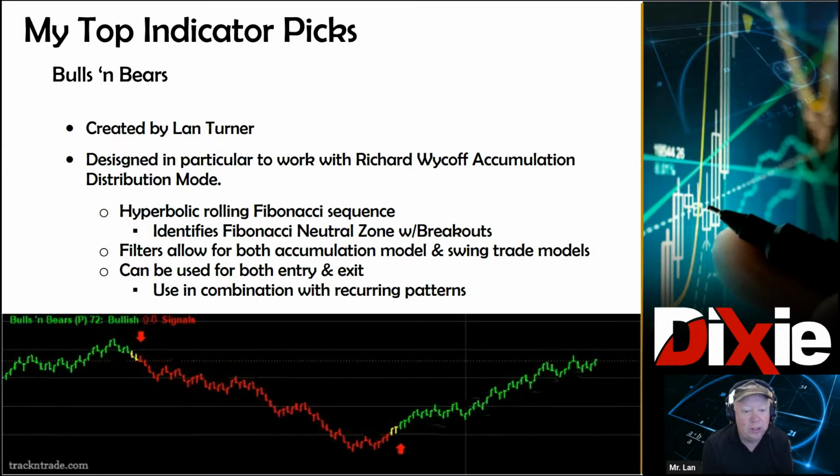Of course, we added to it and created some additional hyperbolic sequencing. It's a hyperbolic rolling Fibonacci sequence that identifies Fibonacci neutral zones with breakouts. The filter allows for both accumulation models and swing trade models, so it's very dynamic. There's a lot of things you can do with it, and you'll see there's a lot of settings for it. It can be used for both entry and exit, and in combination with recurring price patterns. We did talk about recurring price patterns in class, so I'm not going to go through that right now. I'm going to assume most of you are up on your recurring price patterns.